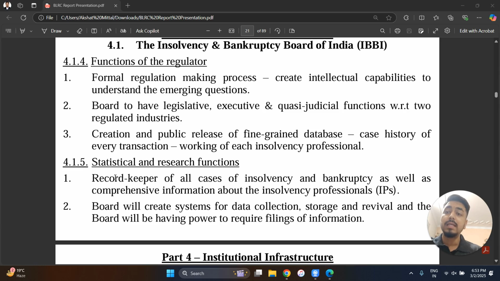Executive function is that the IBBI will have the power to inspect at any time the records of such information utility and the insolvency professionals. And quasi-judicial functions involve the taking up of the administrative proceeding.